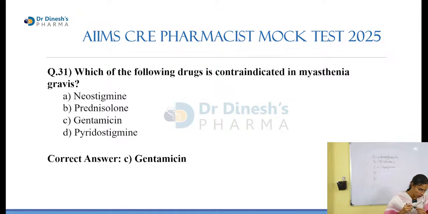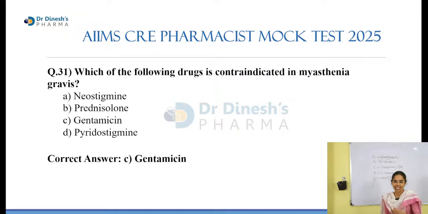C for chloroquine and ciprofloxacin. Yes, also fluoroquinolones like ciprofloxacin. And D for D-tubocurarine, and E for magnesium. Okay, we are highlighting E in the magnesium. Okay, so this is also one of the mnemonics.